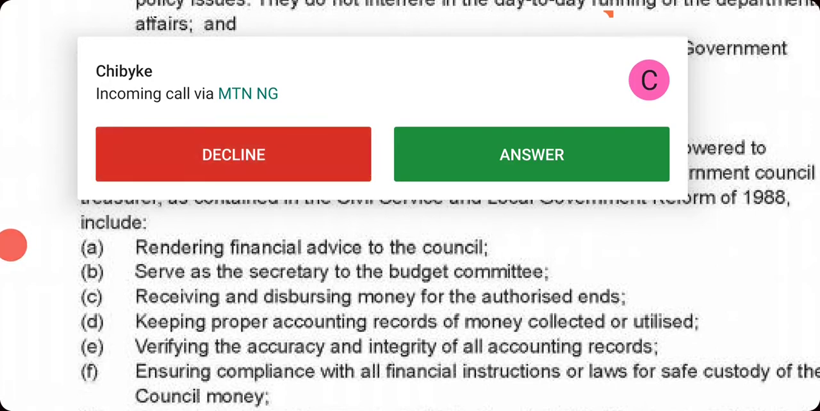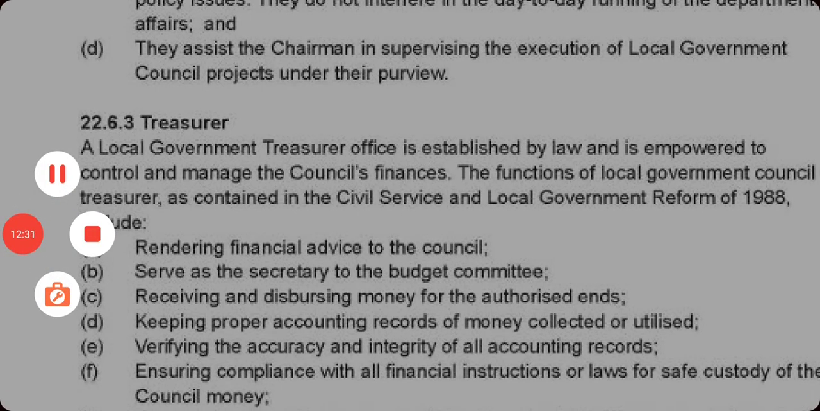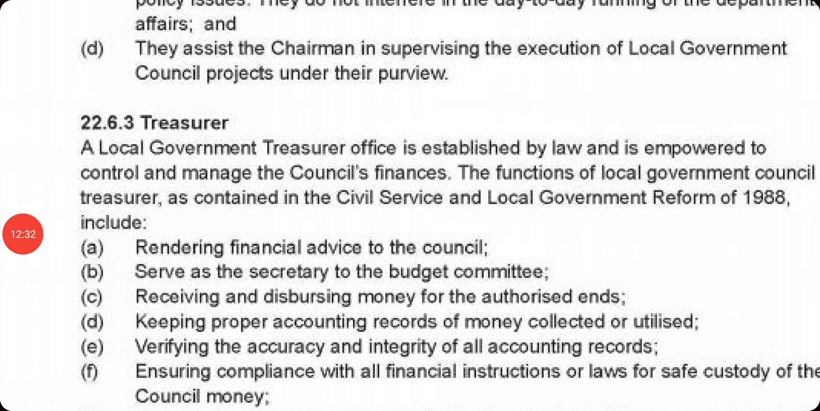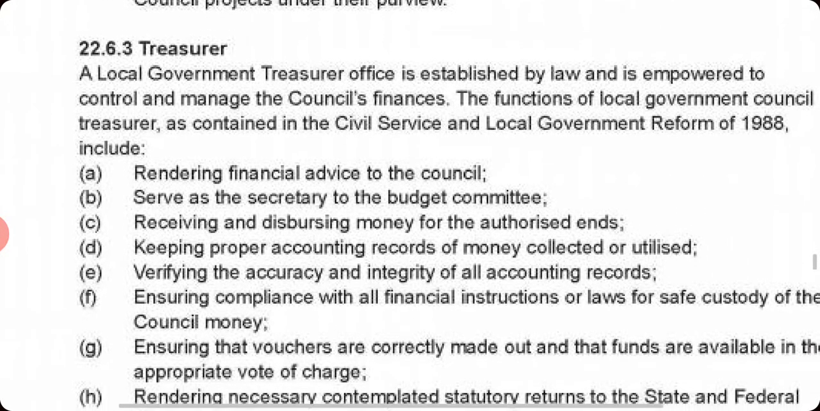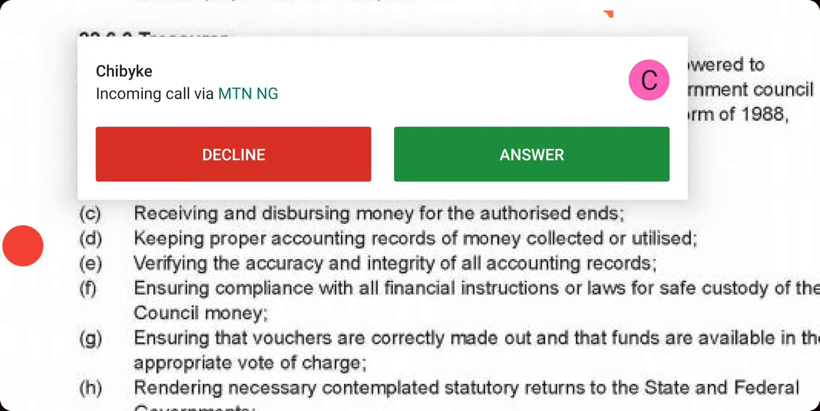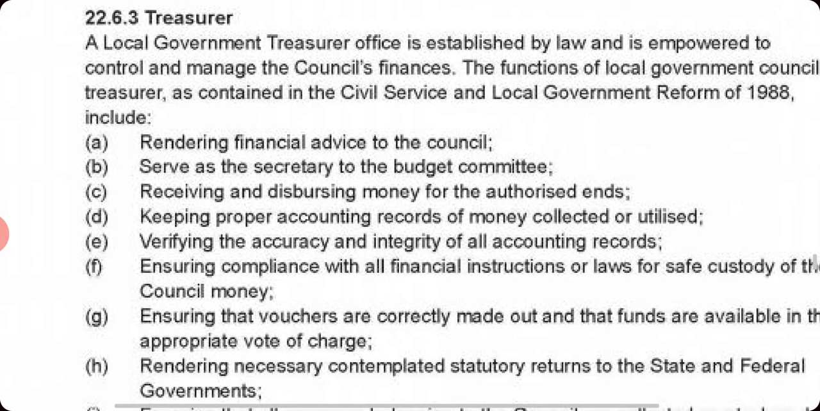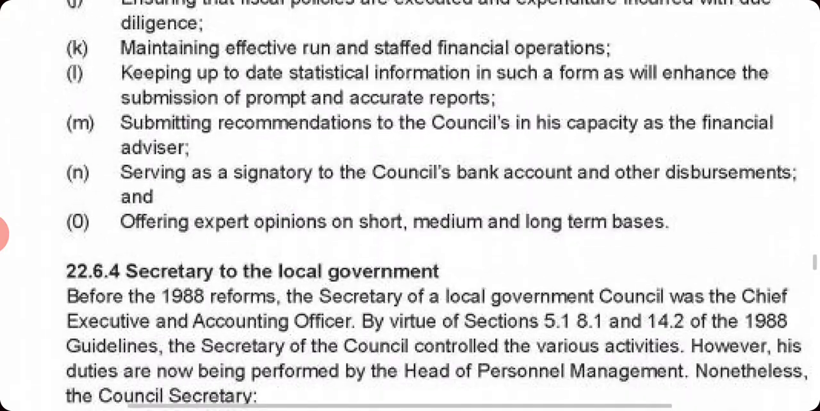He receives and disburses fund to the authorized ends, keeping proper accounting records, and preparing the financial statements of the local government at the end of every year. So these are the things that the treasurer does in the local government area.